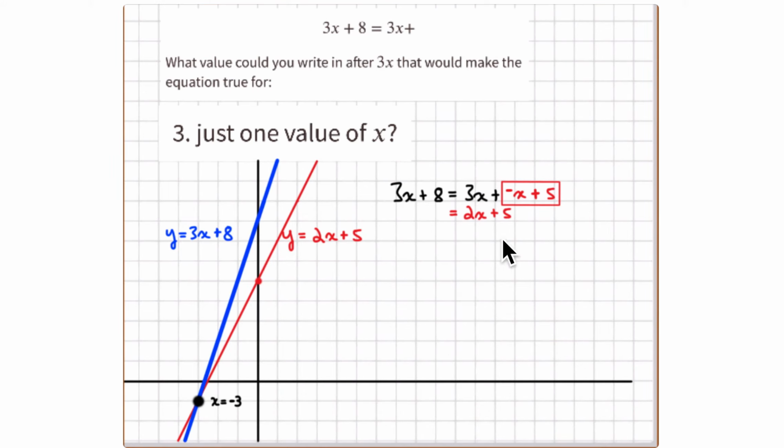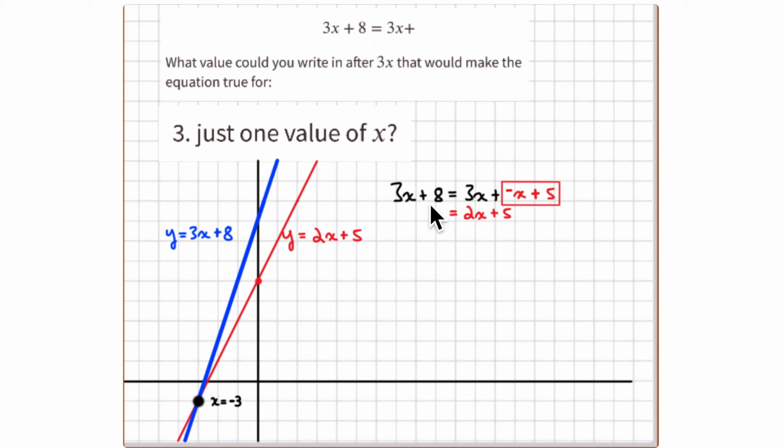So what I chose to do is I added a negative x and I added 5. So this makes the right side 2x plus 5. So now we have 3x plus 8 equals 2x plus 5. So if you graph those, 3x plus 8, you get this line right here. And 2x plus 5 has a different slope, so this is going to be a different angle. So eventually it's going to intersect. It intersects down here, and it's going to cross the y-axis at 5. This line crosses the y-axis at 8. And so the point that they intersect down here is the solution to this equation.